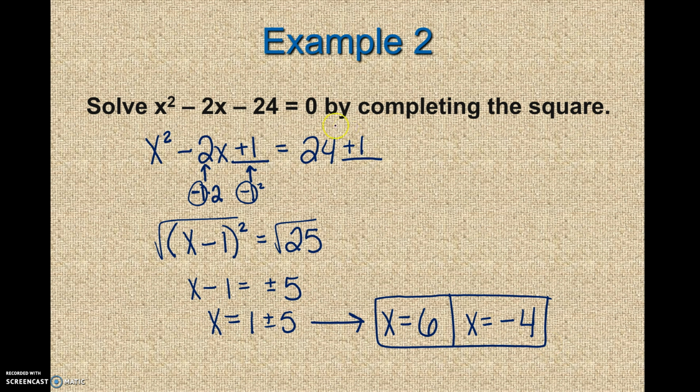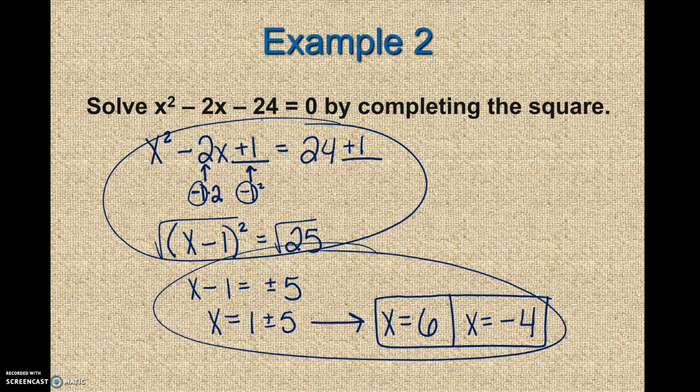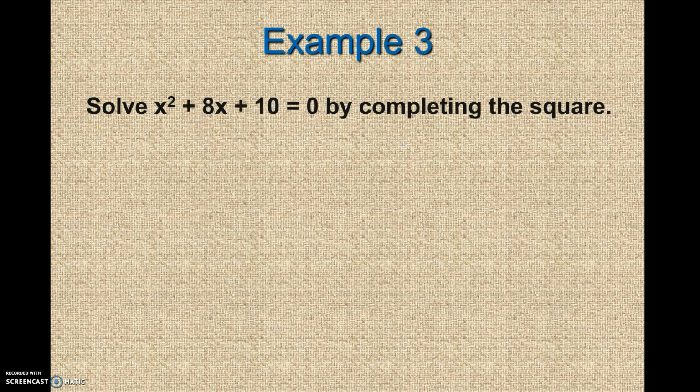There's really 2 parts to this. Part 1 is completing the square and getting it to this equation. Part 2 is solving that equation to get to your 2 solutions. This is the first example that I would say completing the square is really necessary on. You could try to factor this. You could try to find 2 numbers that multiply to give you 10 and add up to 8. Those numbers don't exist. So we have to complete the square.